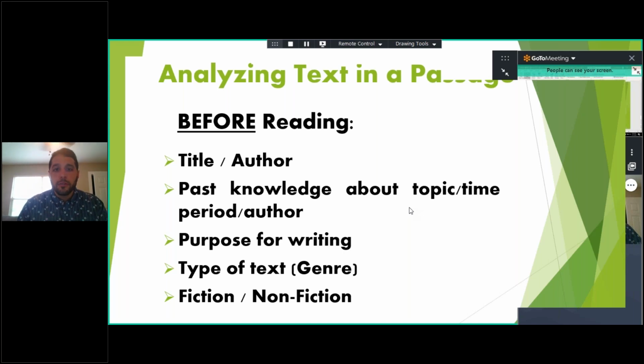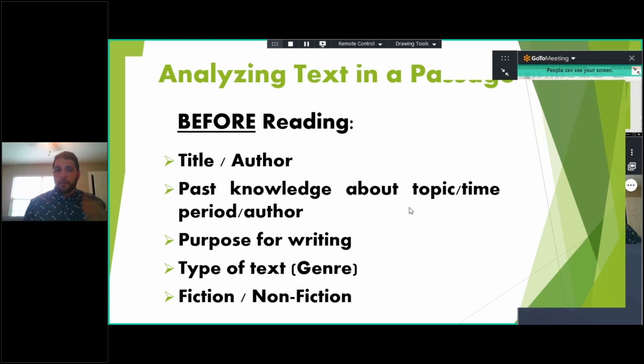So the title and the author will really get you going and help you think about what's happening and what you're about to read. And it will really help you start to understand what the purpose might be for the author writing the passage.